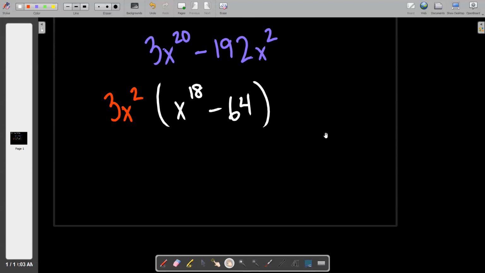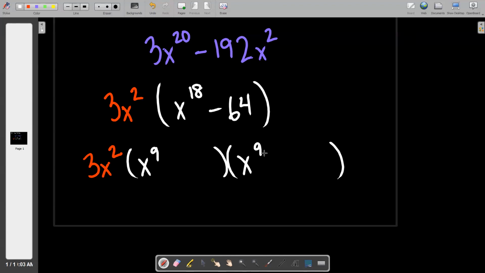So now we're going to observe it as a difference of squares, and we're going to break it down. So I'm going to keep my GCF out front as we embark on this little adventure, and I'm going to divvy that up into the typical difference of squares pattern. So x to the 9th goes in the front. Good so far?